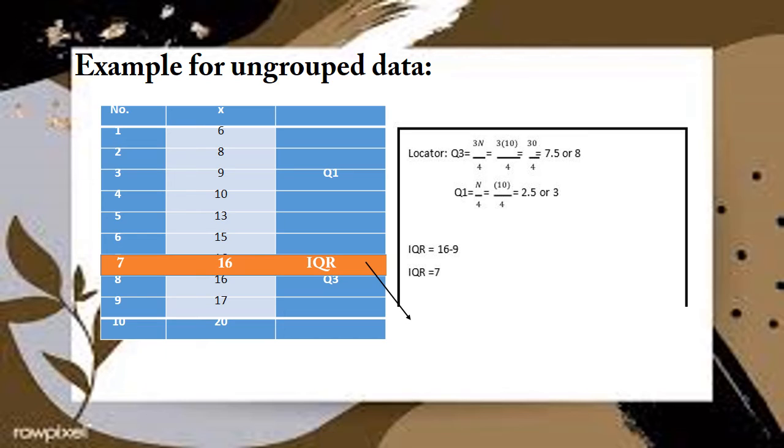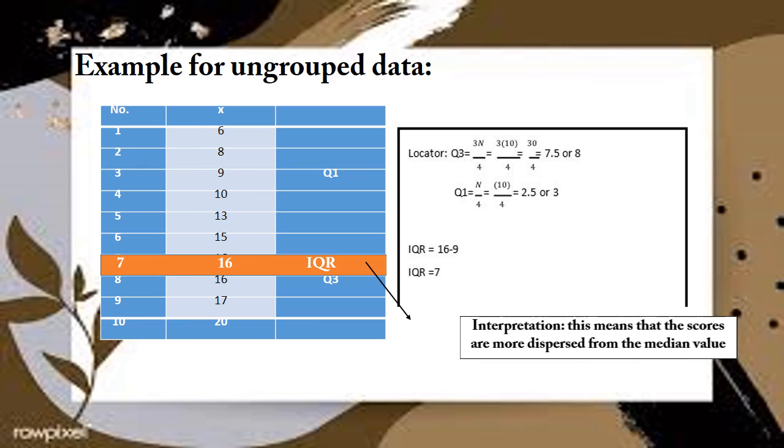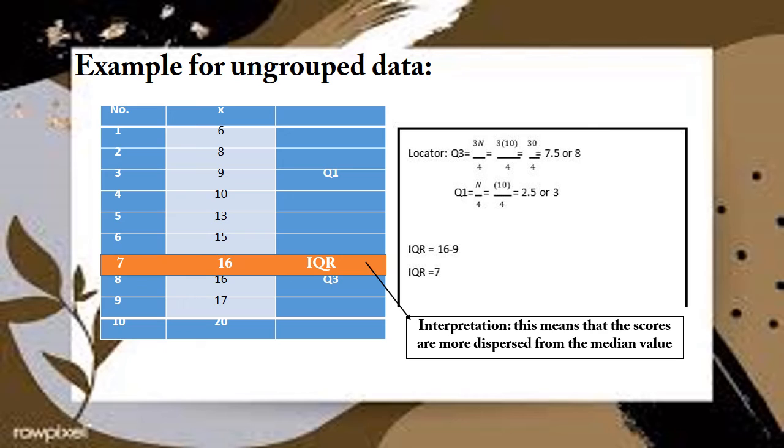Next, let's find out the quartile 1. First quartile is equal to n divided by 4, equal to 10 divided by 4, is equal to 2.5 or 3. Therefore, the third number is our quartile 1, which is equivalent to 9. Now, let's get our IQR. IQR is equal to quartile 3 minus quartile 1, which is equivalent to 16 minus 9 is equal to 7. And this means that the scores are more dispersed from the median value.